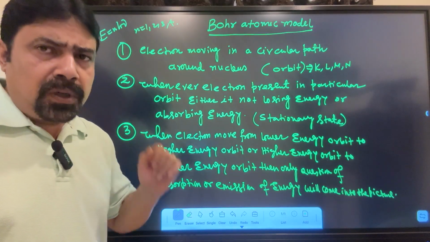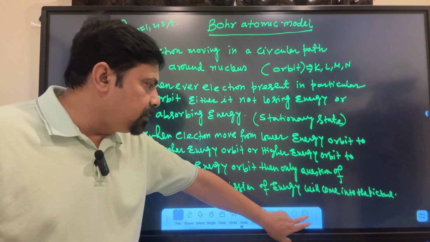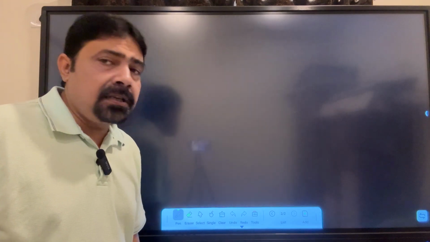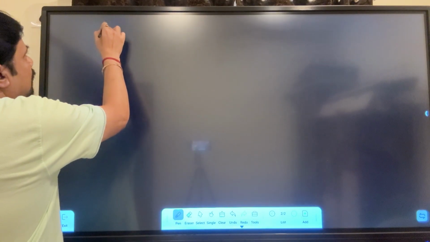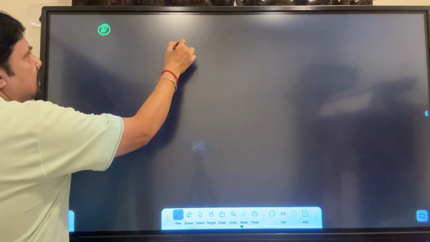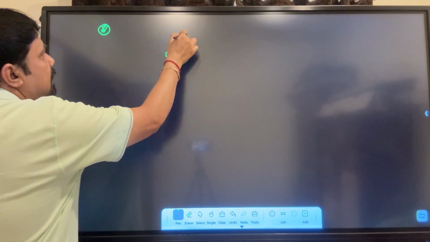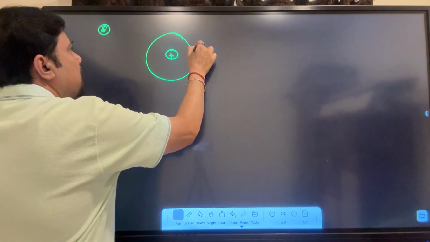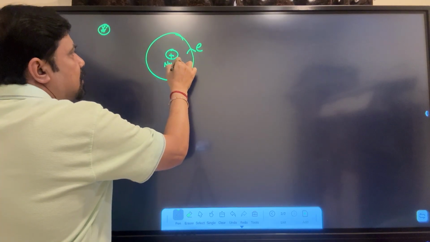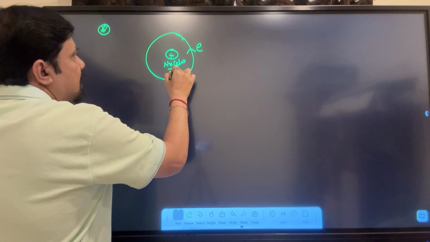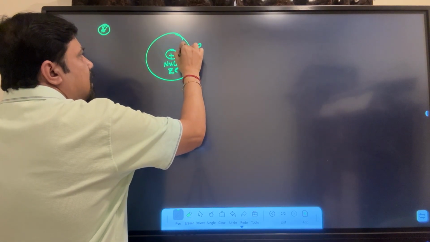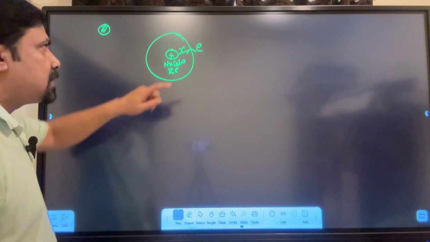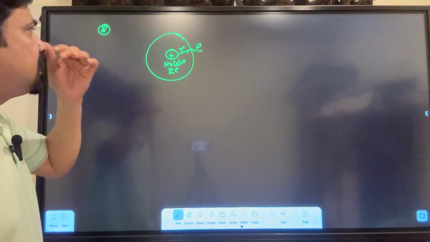Now, the very important point Niels Bohr proposed in 1912, and because of this atomic model he got the Nobel Prize also. Next, a very important point: suppose this is my nucleus, and the electron is moving in a particular orbit. Here the charge of the proton is present. The distance between the electron and proton is the radius of the orbit where the electron is revolving in a circular path, which is r.